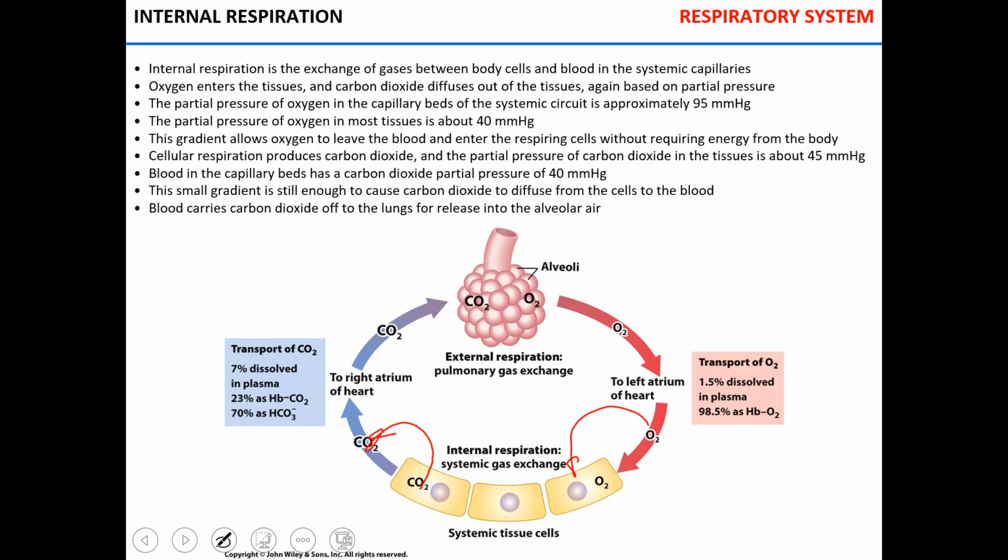So why is the concentration of oxygen in the cells lower and the concentration of CO2 higher than in the blood? Cells perform cellular respiration. Cellular respiration produces carbon dioxide. Carbon dioxide accumulates in the cells. Not only that, cellular respiration uses up oxygen, so oxygen levels in the tissues become much lower.